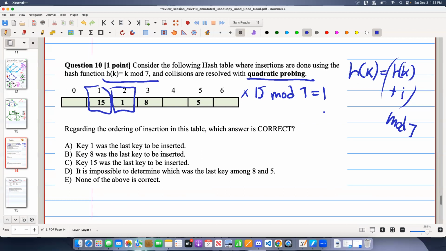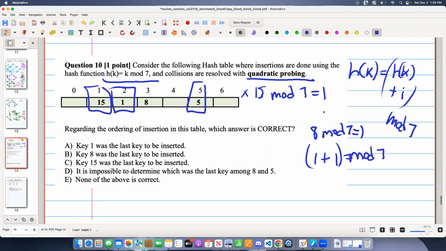So we know that 15 came first, and then most likely second would be 1, let's just say. Third, between 15 and 5, we can't tell which came first because 5 mod 7 is 5, 15 mod 7 is 1, and they're in their respective indexes. That doesn't matter. The question is really asking what is the last to be inserted. So let's consider 8, because 8 we haven't talked about. 8 mod 7 is 1. We take that value, 1, and we continue to add a quadratic to it. So now it's just 1 plus 1, mod 7.